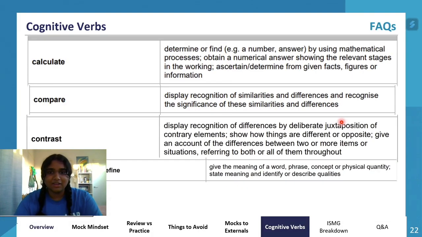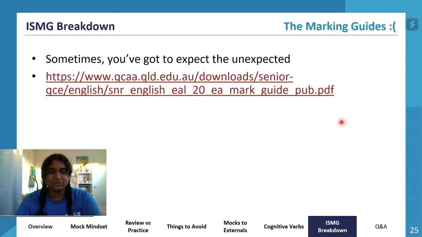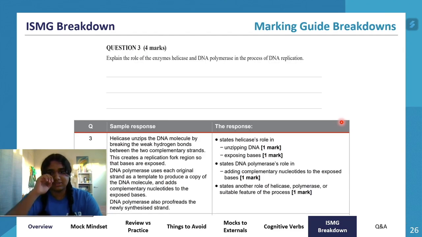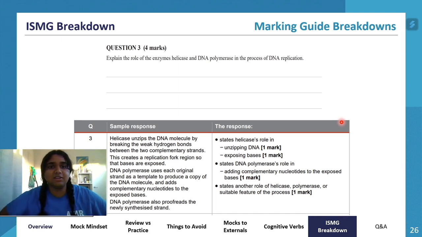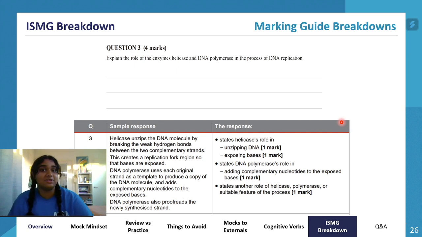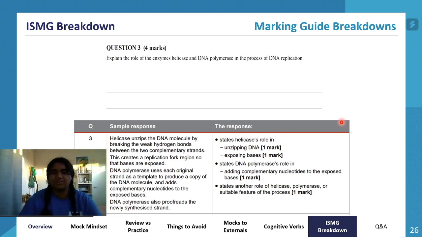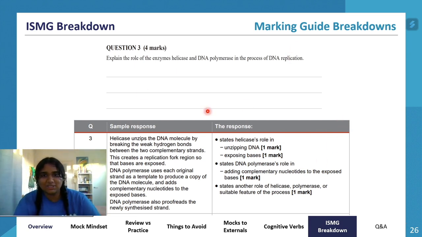Alrighty. Going on to ISMG breakdowns. All right, here's some other examples just going through. These are older examples. I wanted to screen share some of the 2022 examples, but they've only been out for a very short time. This was a question that came up in my external. This is 2020.